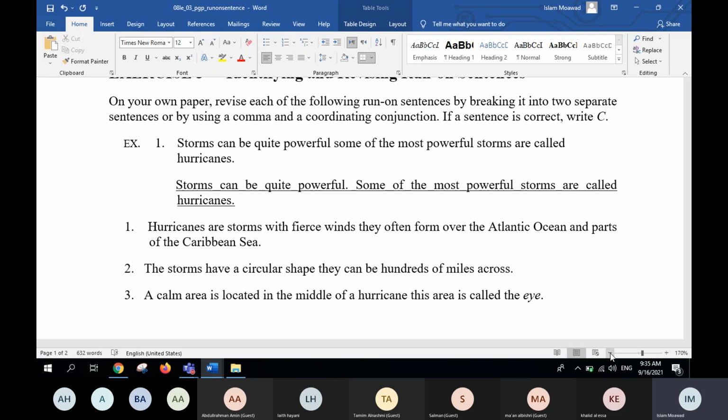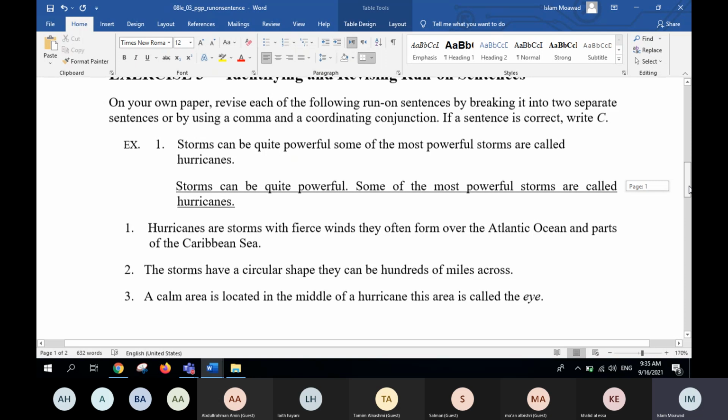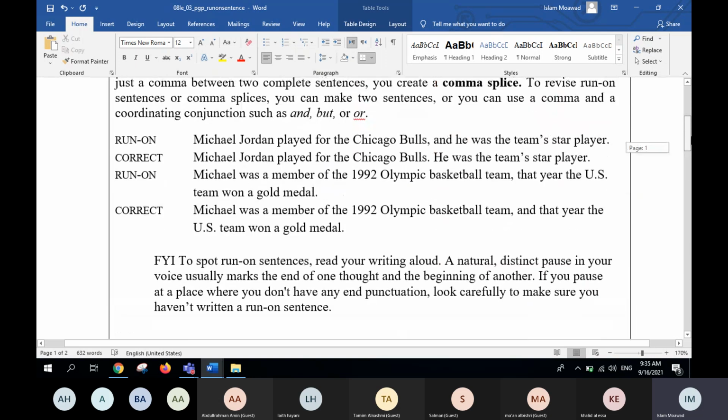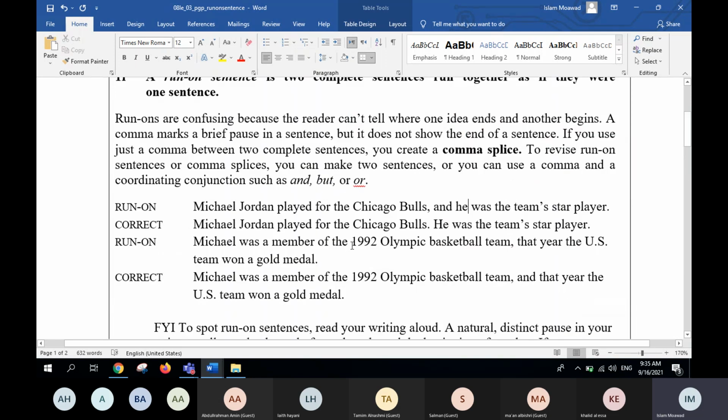So again, for the people at home, any questions? You do not understand what a run-on sentence is? Again, a run-on sentence is two sentences running together in the same line and they are not separated. Like this one. Michael was a member of the 1999 Olympic basketball team. That year, the US team won a golden medal. So we need to separate them. So we have to put comma and, to separate the two sentences.